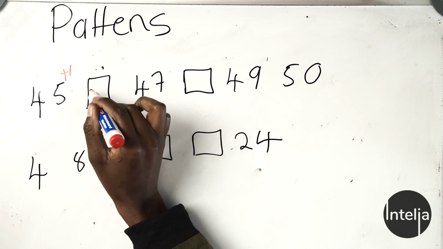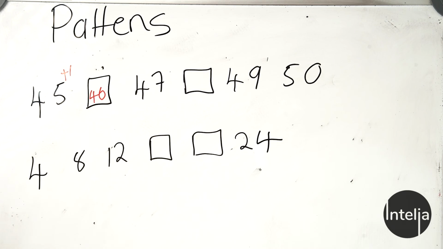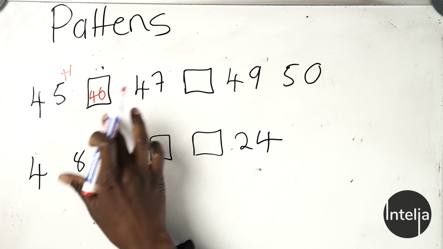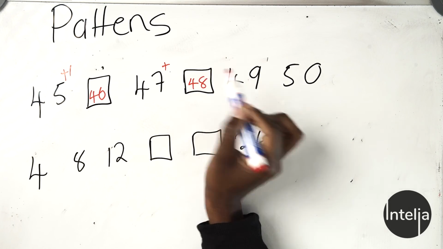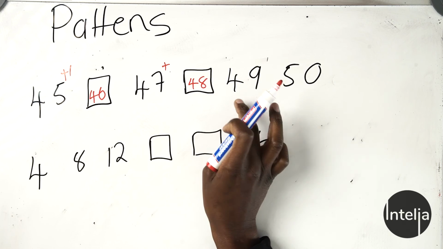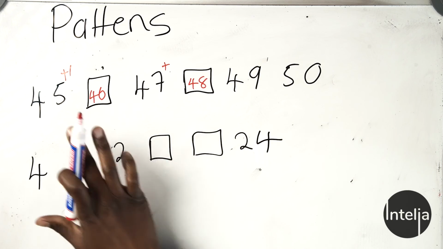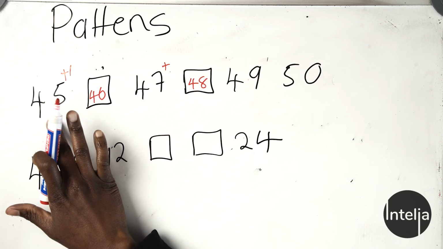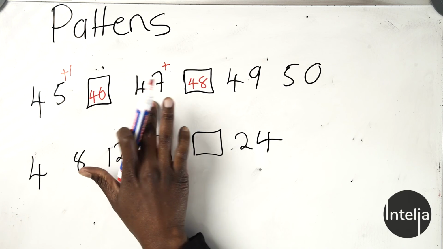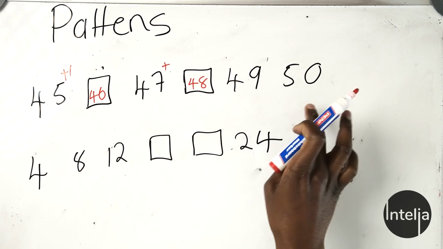45 plus 1, that's 46. You write your missing number here. 46, then 47. Plus 1, that's 48. You write 48, 49, and 50. So our missing numbers were 46 and 48. So you count 45, 46, 47, 48, 49, 50.